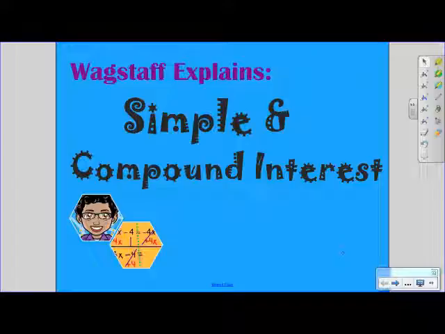Today's topic, simple and compound interest. Let's take a look at our question.